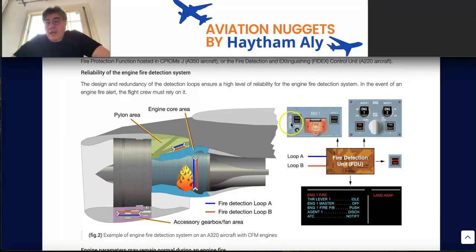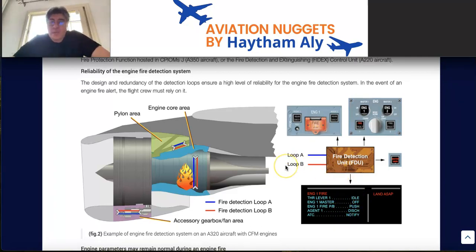Okay, allow agent 1 and agent 2 to be ready for extinguish, squib and squib. So only after finishing isolation, you release the agent push button as the extinguish procedure to extinguish the fire. So remember always for engine fire procedure: isolations and fire extinguish.